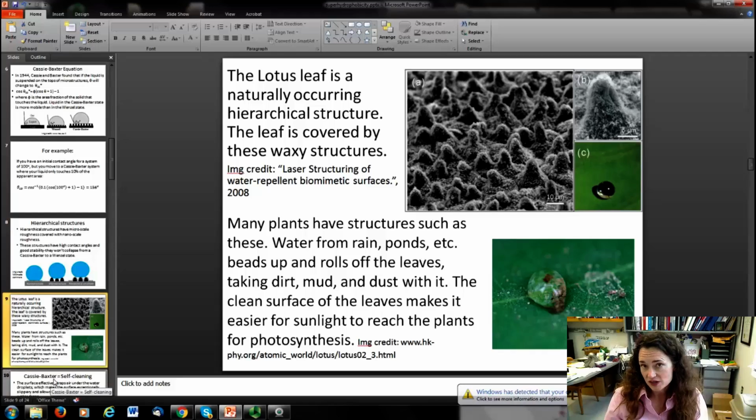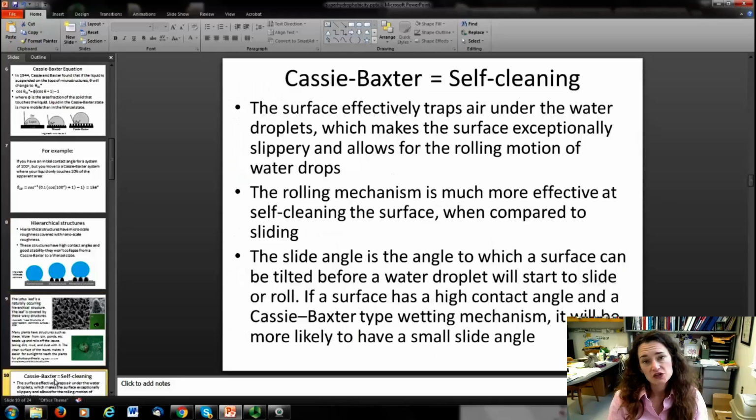So the lotus effect is basically the self-cleaning effect that you get because you have this Cassie Baxter condition of the nanostructure on top of the microstructure. The surface effectively traps air under the water droplets, and that makes the surface exceptionally slippery and allows for the rolling motion of the water drops across the top. This rolling mechanism is much more effective at self-cleaning the surface when compared to sliding.